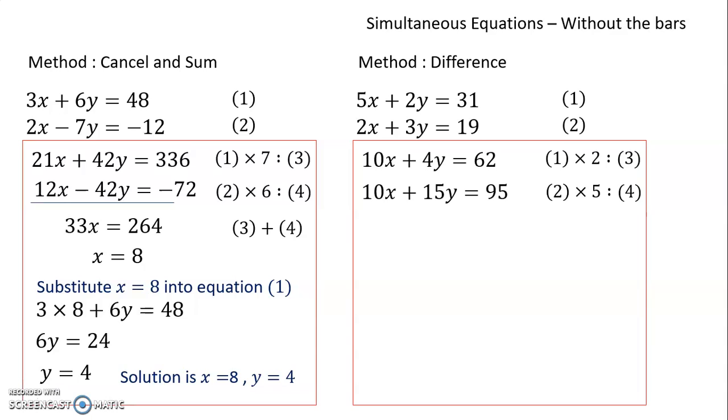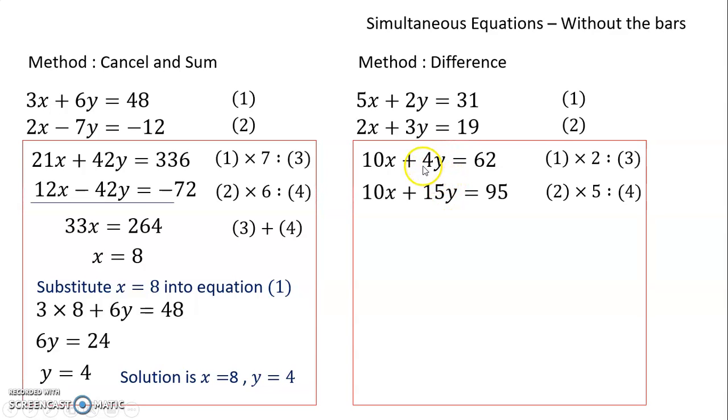Okay, so here I have gone for making the x variable the same. It could have been y's. Now, if you did y's, that's fine. Follow through the working that I've done with making the x's the same, and you should find that you'd come out with the same answer anyway. So I've multiplied equation 1 by 2 and equation 2 by 5, and then I've relabeled those equation 3 and equation 4. So now this time I'm looking at the difference.